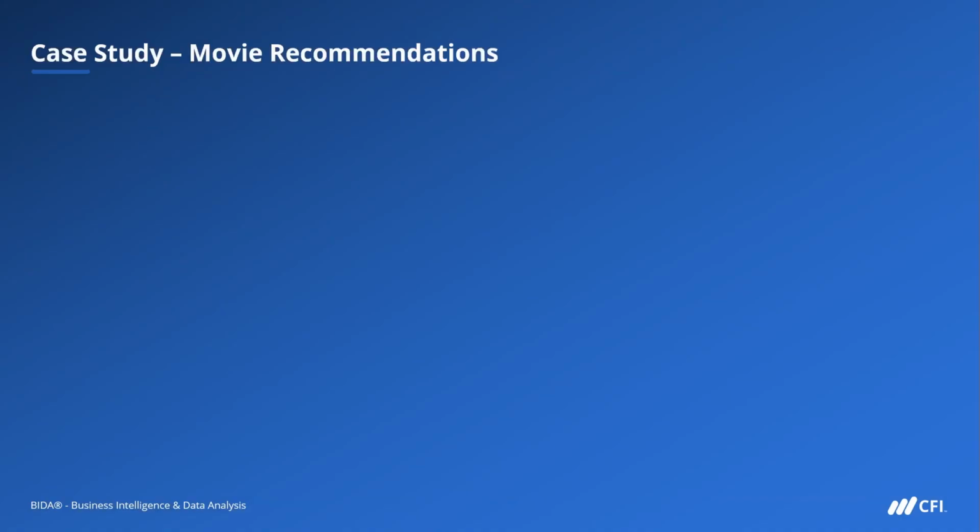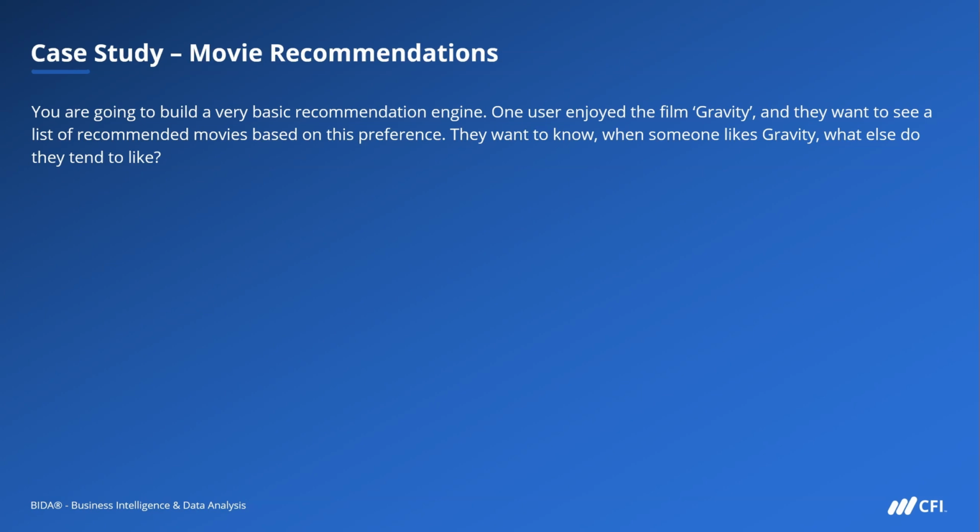Great work for making it this far. In this section, you're going to have a go at creating a very basic recommendation engine. One user enjoyed the film Gravity, and they want to see a list of recommended movies based on this preference. They want to know, when someone likes Gravity, what else do they tend to like? This is a bit more challenging and will need you to put together everything you've learned so far.